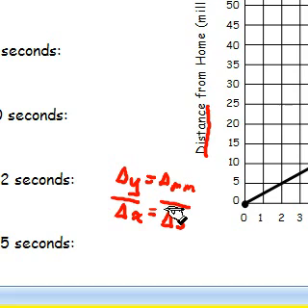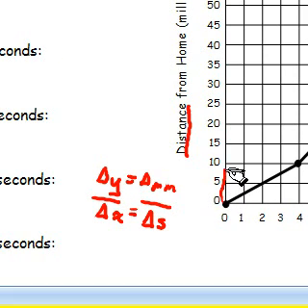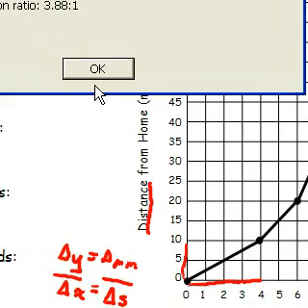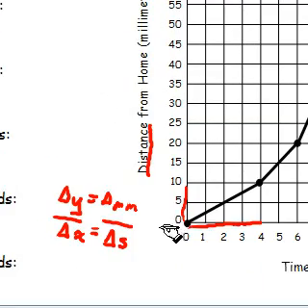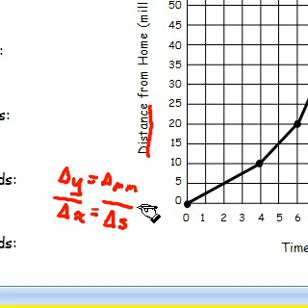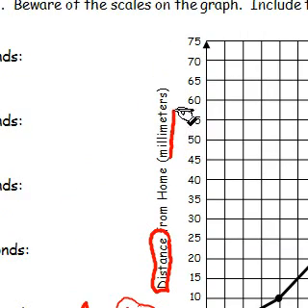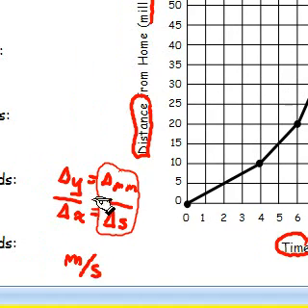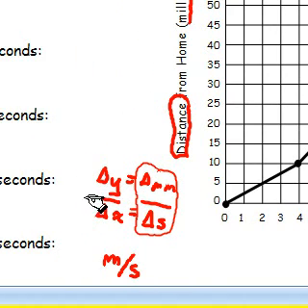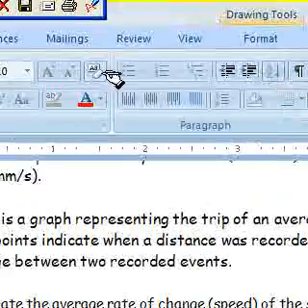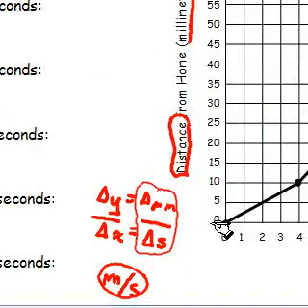So therefore our rate, if we divide the change in y by the change in x, will be millimeters per second. Do you see how this fraction tells us that it's millimeters per second? So that's how our rate is going to be expressed. We looked at the units that each of these axes are measured in, and it's the rise divided by the run, which tells us what the unit is.